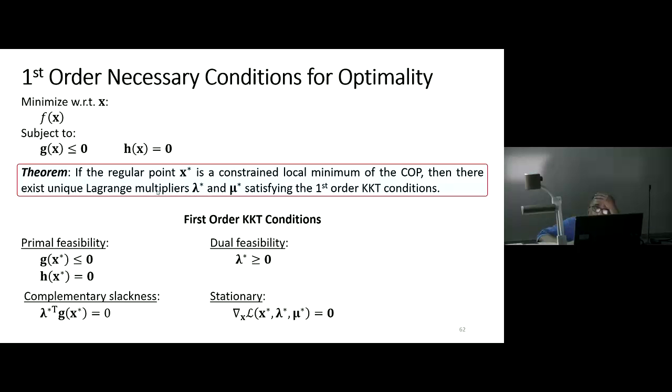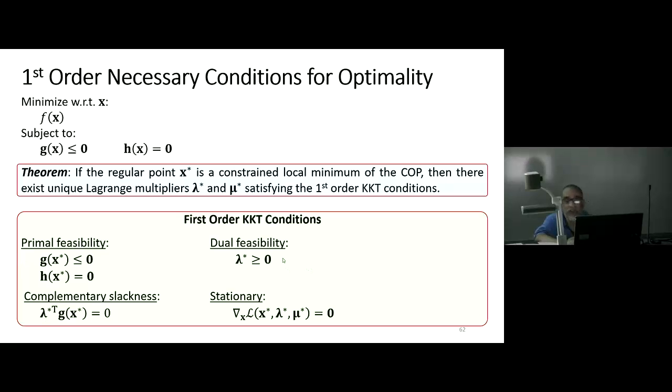Theorem: if x star is a regular point, then there exists a unique lambda star and mu star such that these first order KKT conditions are satisfied. Actually, these three together would be called zero order conditions because we don't take the derivative here. So this is the set of first order KKT conditions which are necessary for optimality.